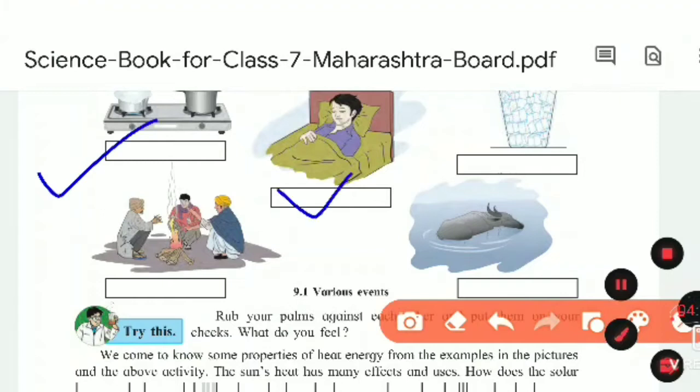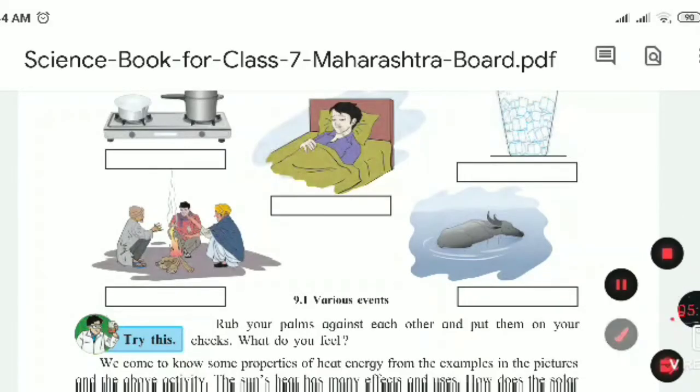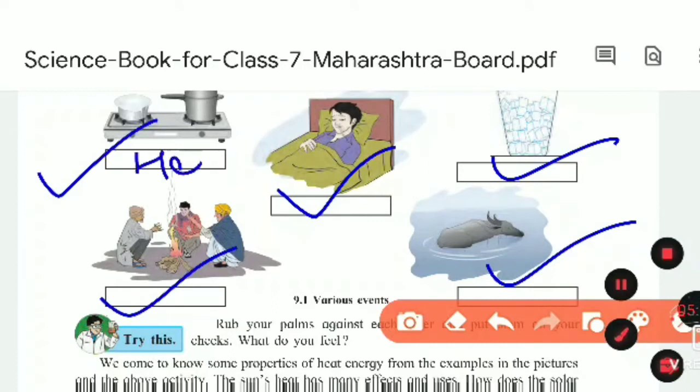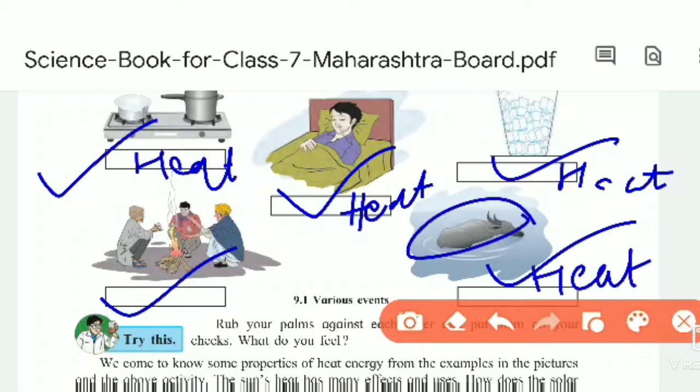All these pictures are related to heat. In all these pictures, we can see the different forms of heat. The body temperature increases, which is also called heat. Because of it, the ice starts melting. The buffalo enters the water to reduce its body temperature, and to get more heat, these people are sitting near the bonfire.